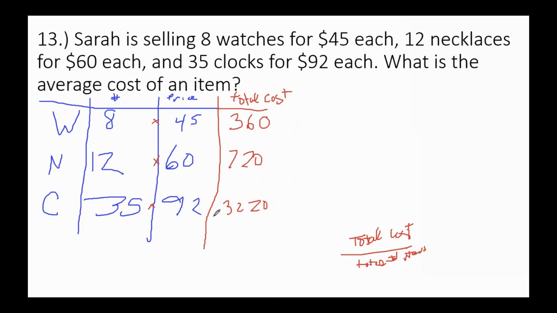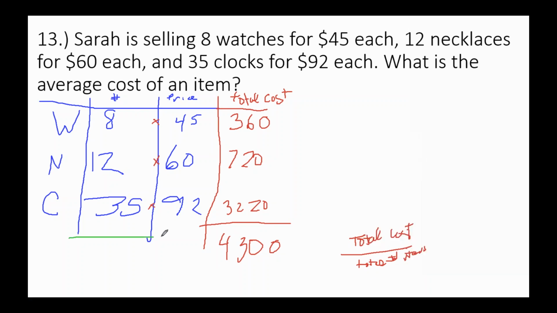Do people buy that many clocks? I don't know. I made up the problem. And then we add, because the numerator that I want is total cost. If I add all of these up, thanks Scott, I get $4,300. But that's not my average cost. That's the total cost of all my items. I have to divide that by how many items I have.